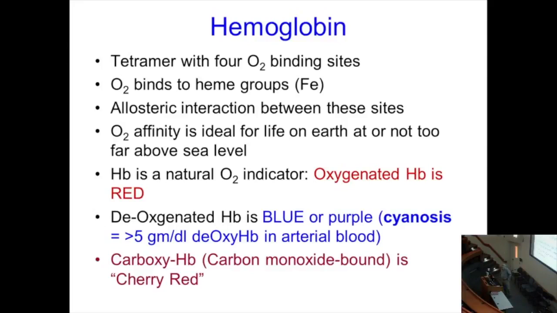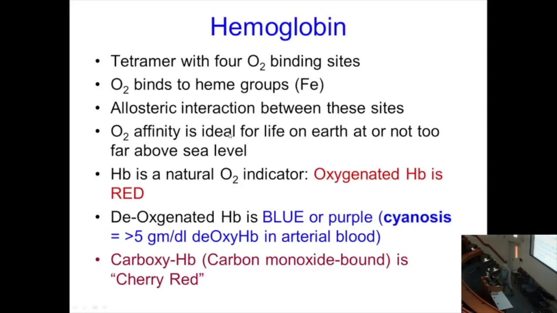Hemoglobin is a tetramer. It has 4 oxygen binding sites. Oxygen binds to heme groups that the key is an iron atom at the center. Okay, these sites, the 4 sites, are not independent. They have an allosteric interaction, which means that when oxygen binds to the first site, there's a conformational change that results in an increase in the affinity of the remaining sites for oxygen. So once one oxygen binds, it's now easier for more oxygens to bind to the molecule. So it's a positive cooperativity.